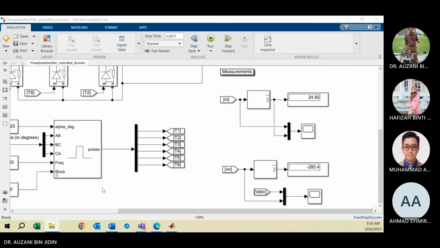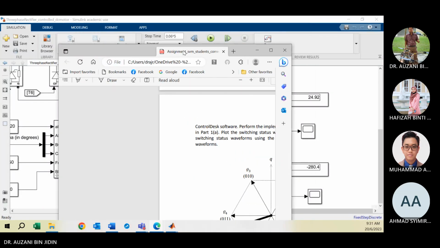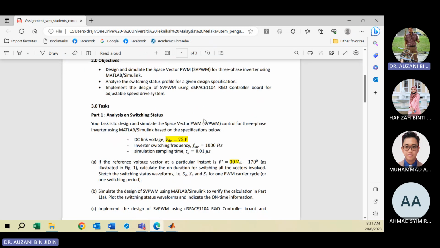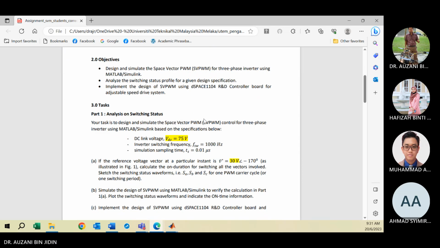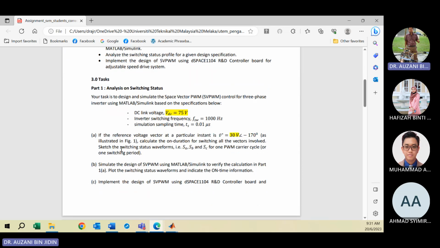Okay, for the assignment, let me open the task. Where is the assignment? Correction, this one, the correction version. Because last time we reduced the voltage from 120 volt to 75 volt here. So make sure you do the first part, part A, to calculate the on time information TA, TB, TZ for one complete cycle of the switching period.